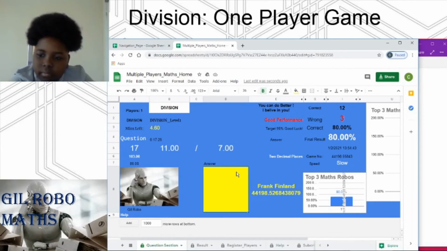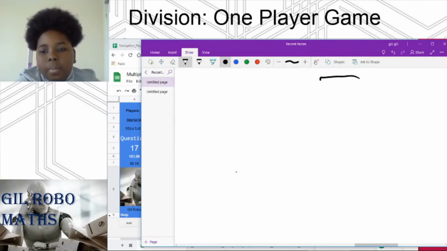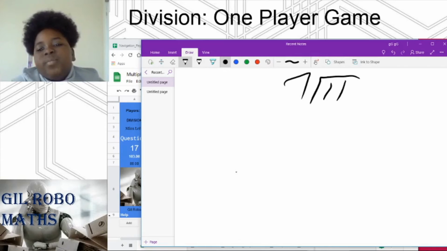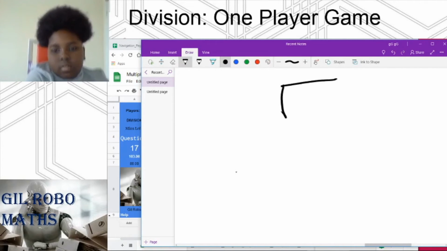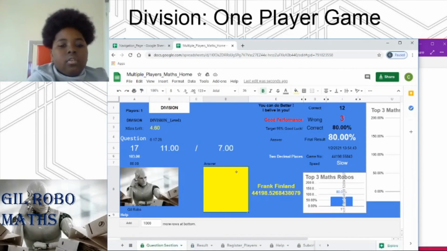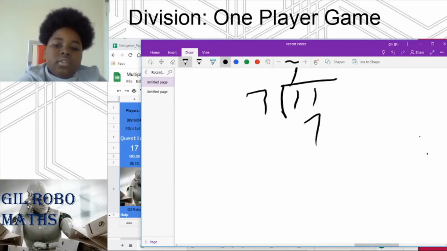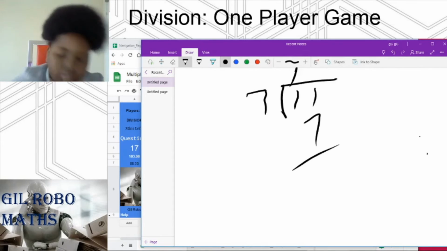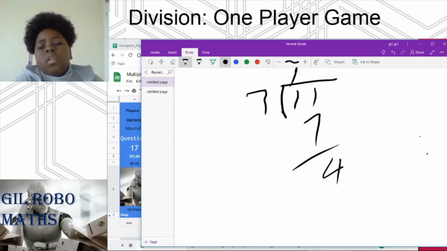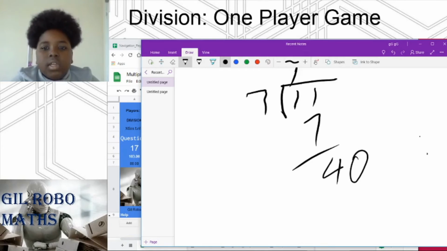Eleven divided by 7. So let's begin. 7 in 11, that would be 1, because 7 times 1 is 7. And then 11 minus 7 will be 4. Good. So, 7 in 4 can't go, put 0, and then put a point.